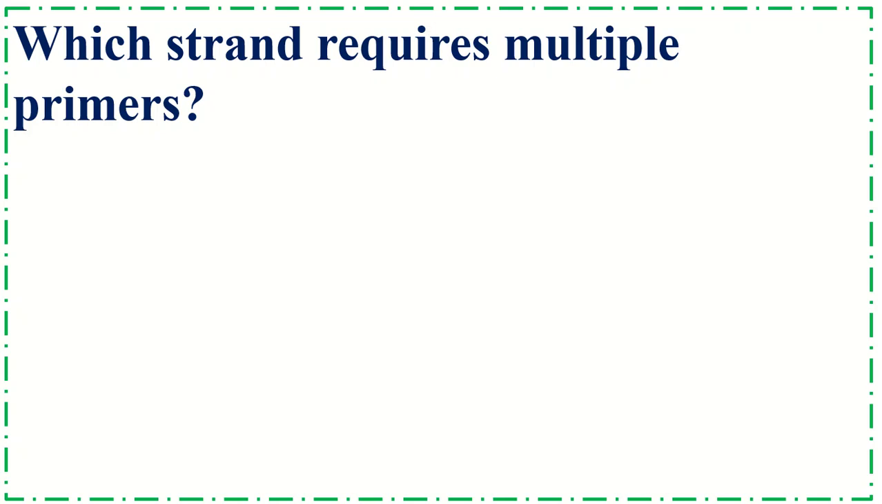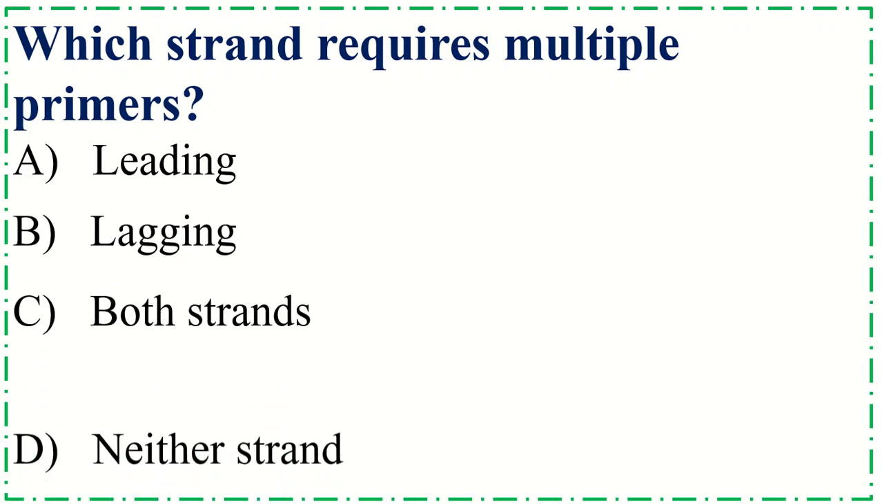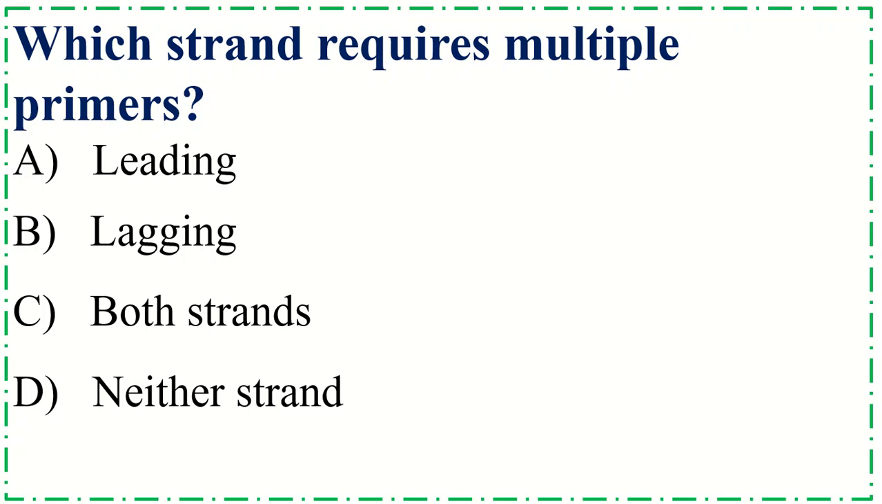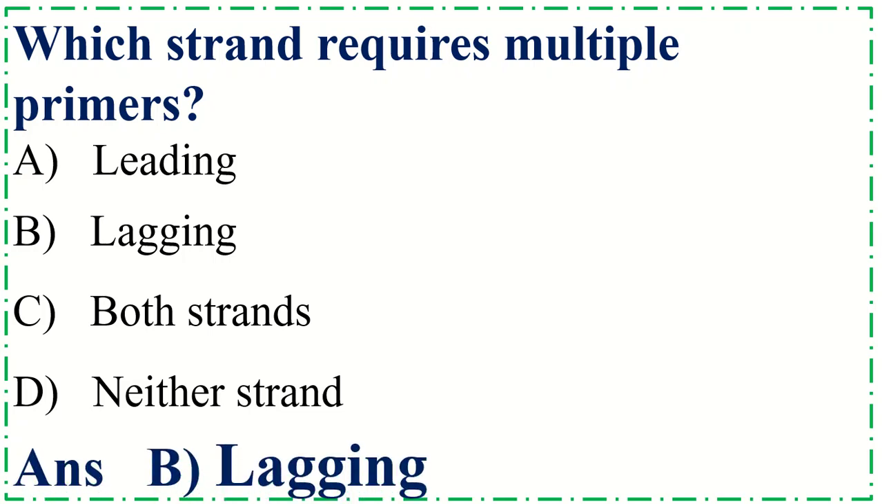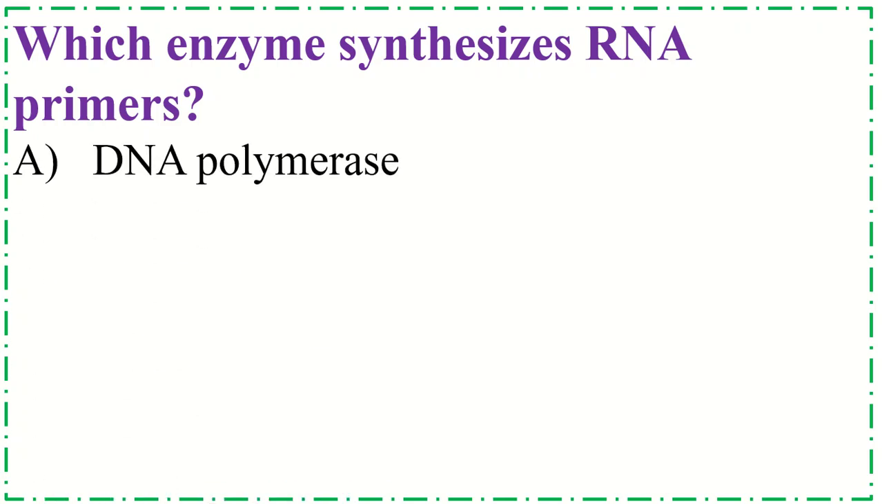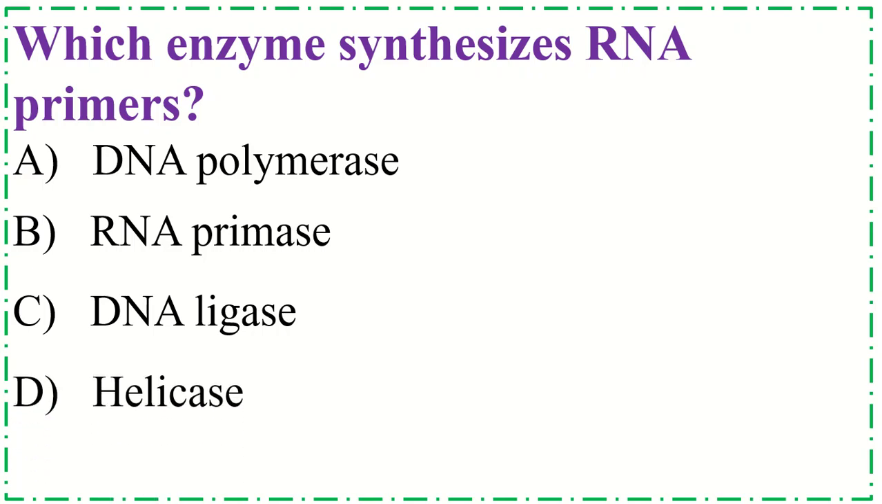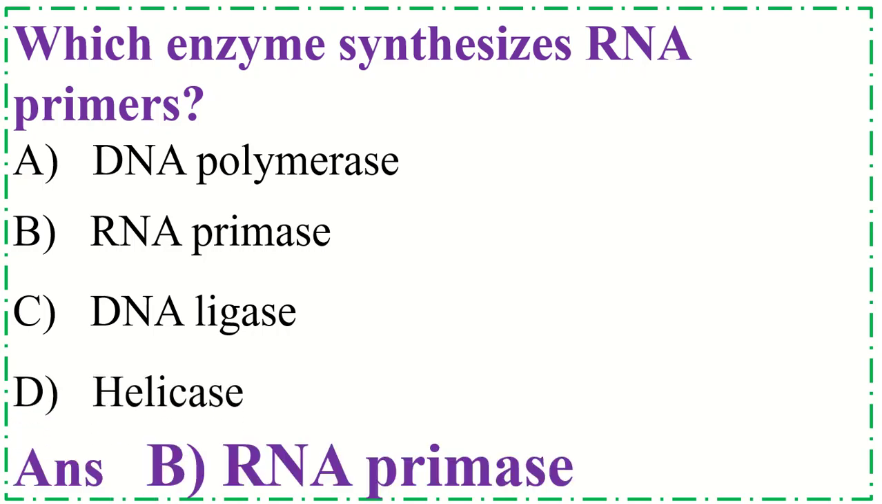Which strand requires multiple primers? Option A, leading, B, lagging, C, both strands, D, neither strand. Correct option is B, lagging strand. Which enzyme synthesizes RNA primers? Option A, DNA polymerase, B, RNA primase, C, DNA ligase, D, helicase. Correct option is B, RNA primase.